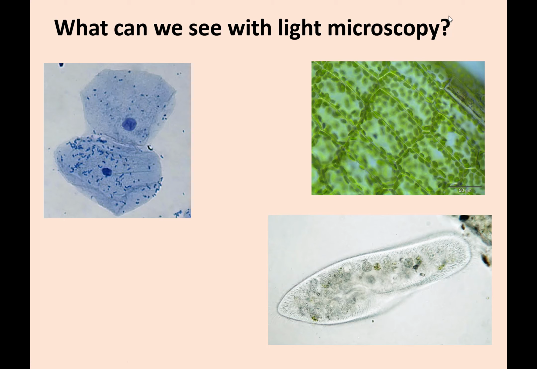Okay, so what can we see with a light microscope? Well, one thing we can look at is we can see both prokaryotic and eukaryotic cells. And we can see some, very few, organelles.